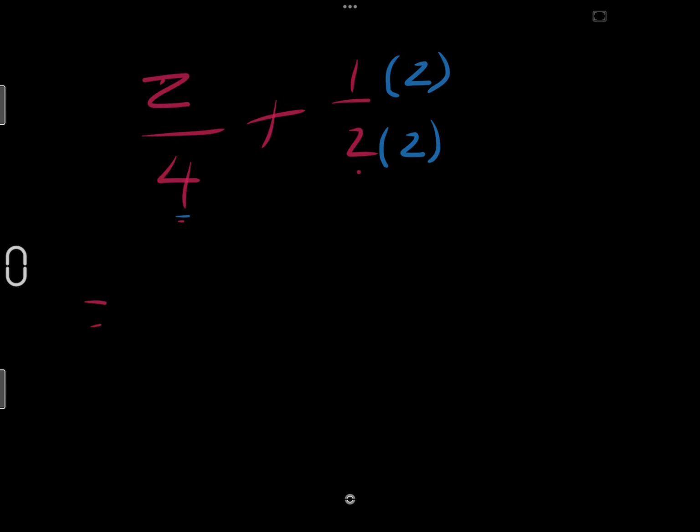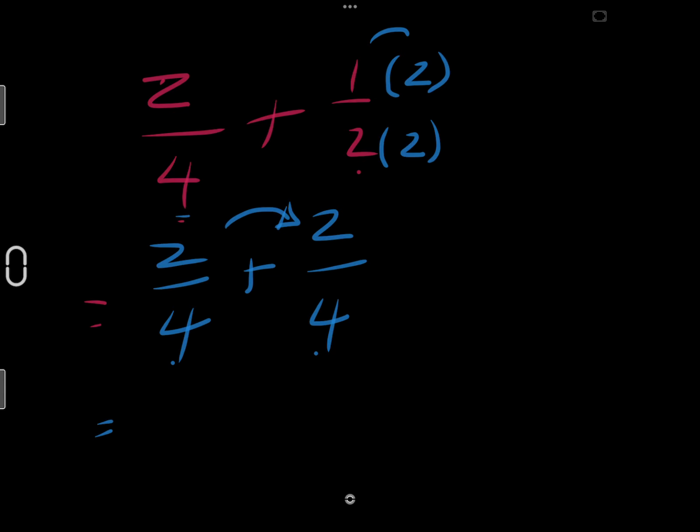Now, let's write the fractions as they are again. So we have 2 over 4 plus 2 times 1. In this case, 2 times 1, I get 2. 2 times 2, I get 4. Now, the denominators are the same. Once the denominators are the same, then you can start looking at adding the numerators only.